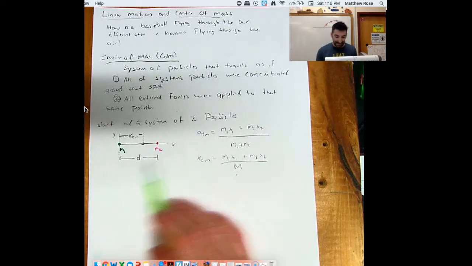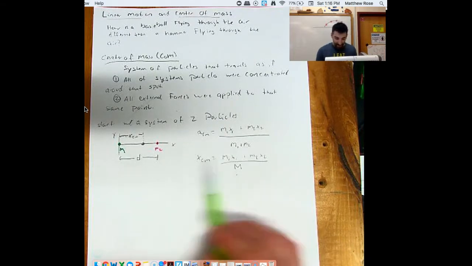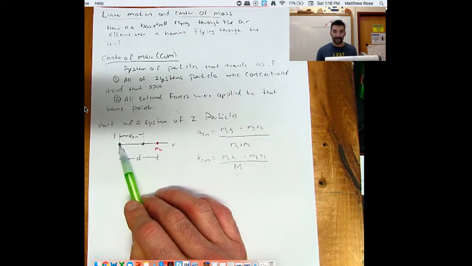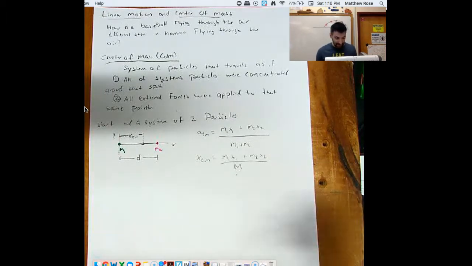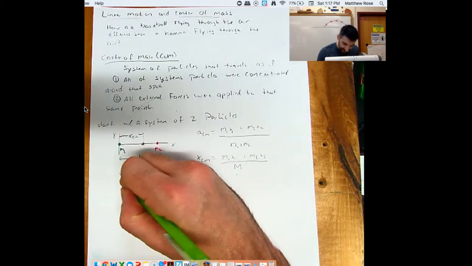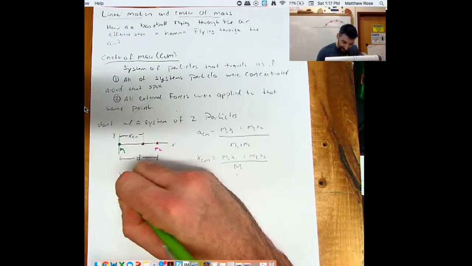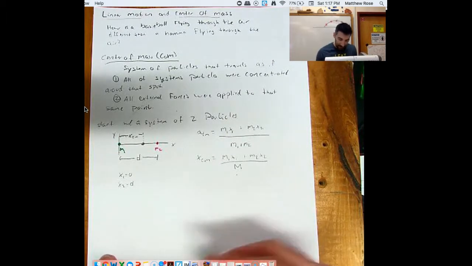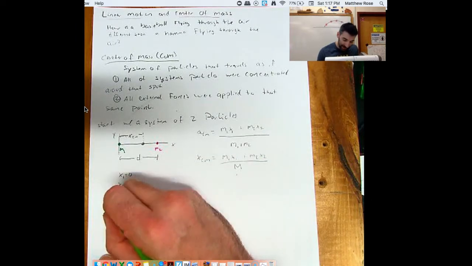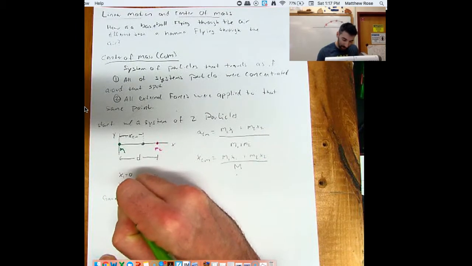Well, we can see here that if particle 1 is at 0, and particle 2 is at some distance away, that means I'm really defining x1 as 0 and x2 as d, the distance away. What if I'm not that simple? What if we have something that's just a little bit more complicated, like a more general picture?